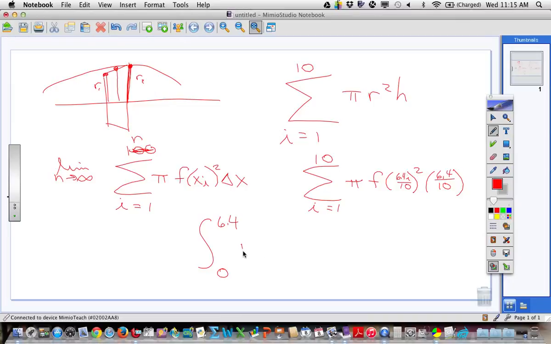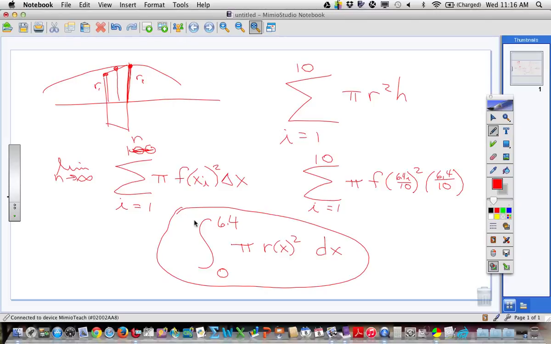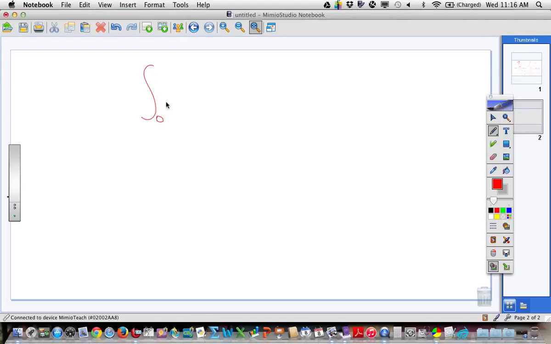Pi, the f of x sub i squared would end up being, now we called ours r of x, I think. You could call it f of x. I told those guys to save it in their calculator as r of x. I'm going to put r of x on mine, squared. You can call that function anything you want. I'm going to call it r of x, to stand for radius. And then what does delta x become? Just the dx. Now the interesting part of that, I'm going to go to a new page here. So we've got the integral from 0 to 6.4 of pi r of x squared dx.